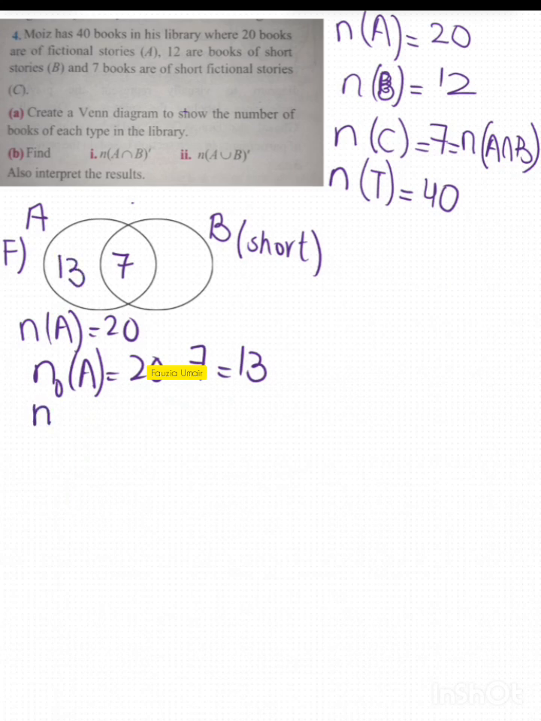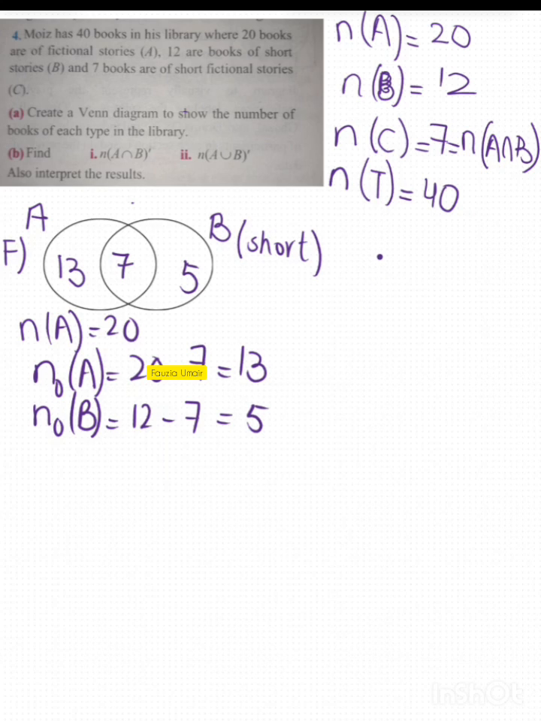Same is the case with B. The books which only belong to short stories are basically 12 minus 7. So there are 5 of them. So this is the Venn diagram you are looking for. I hope this is clear. This is A part of this question.